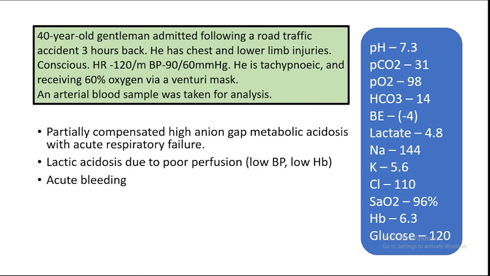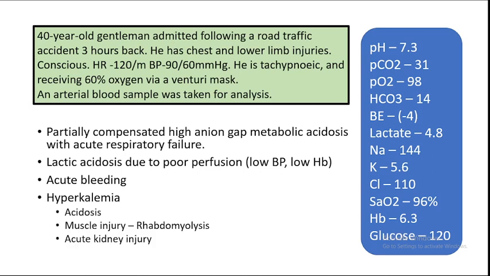And Hb is 6.3. So this is a trauma victim. The patient is bleeding. Hb has dropped to 3. So it is alerting you. So you have to find the cause for the bleeding and attend to that.